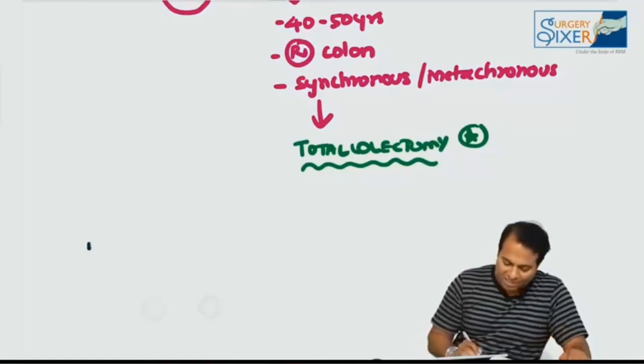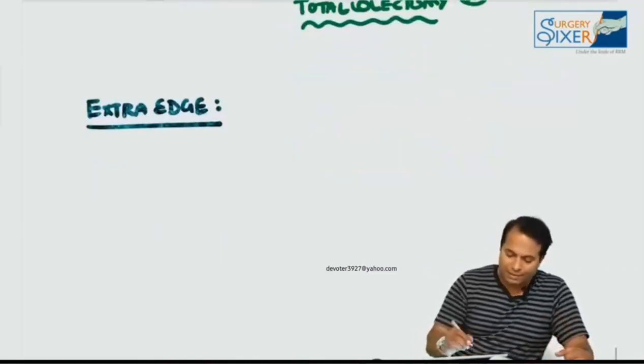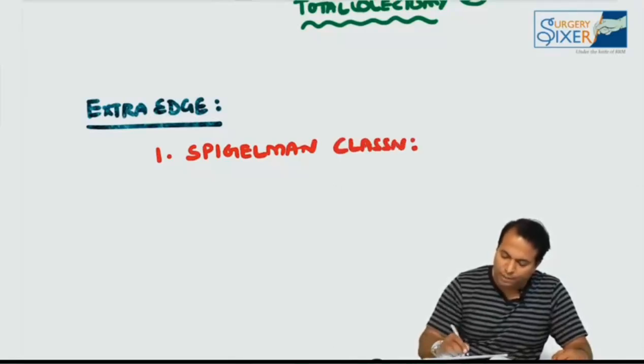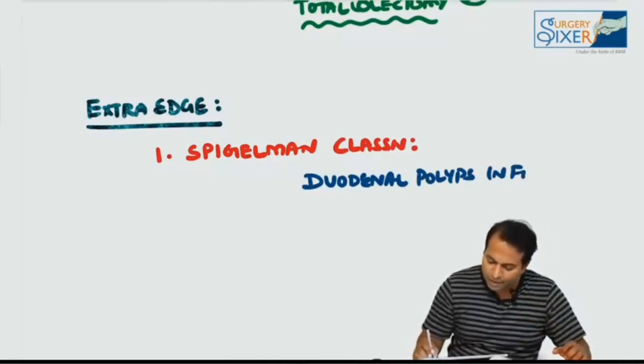And for those who want an extra edge in this topic of polyps and other things, there are extra edge points I like to tell those preparing for institute exams. Extra edge point number 1: there is a classification known as the Spigelman classification. What is this for? Spigelman classification is for duodenal polyps in FAP patients going for cancer.